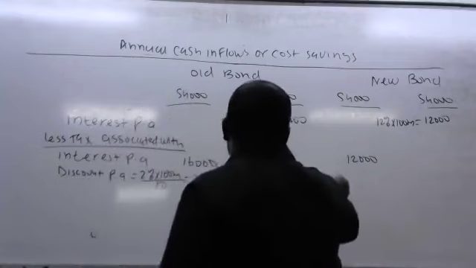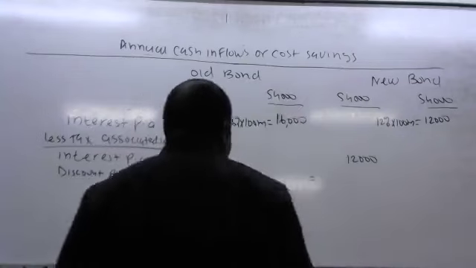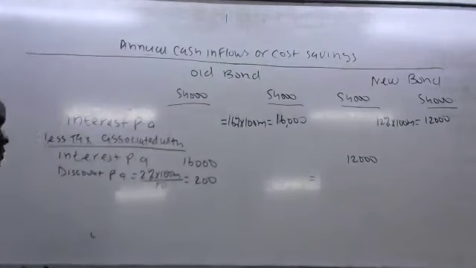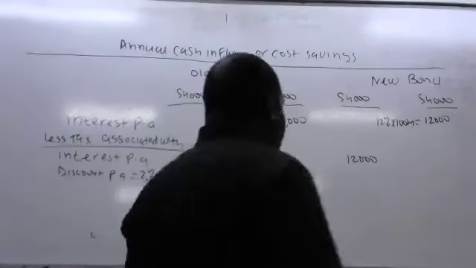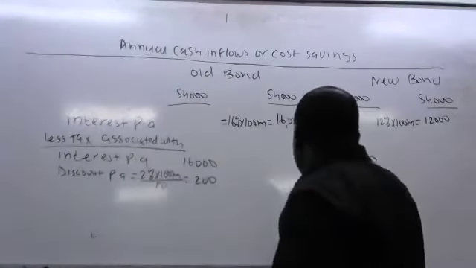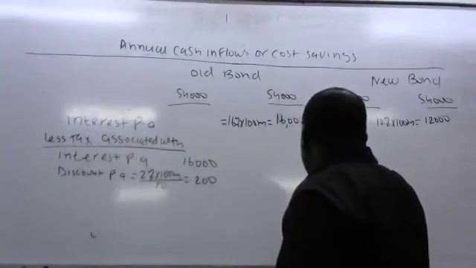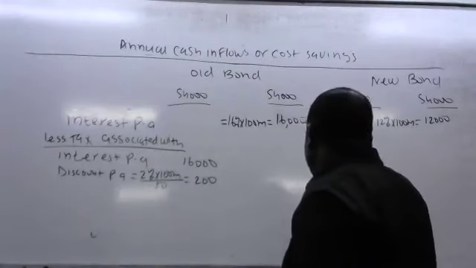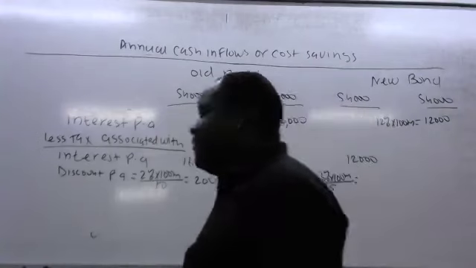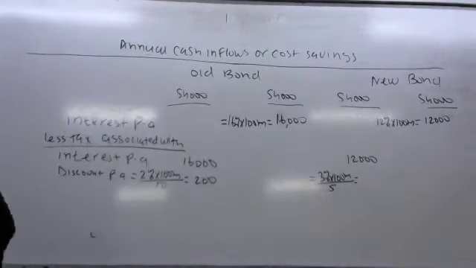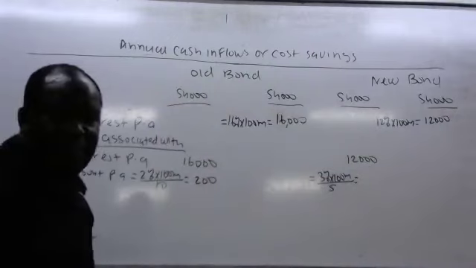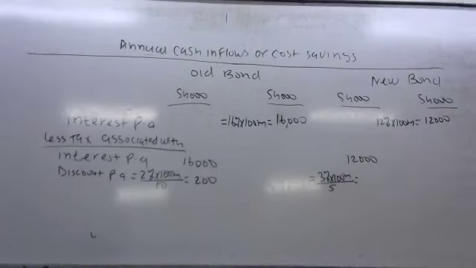Then we also compute the one for the new bond. For the new bond, you remember the discount was 3%. So you get 3% of 100 million. But this one we divide by how many years? You divide by the 5 years.